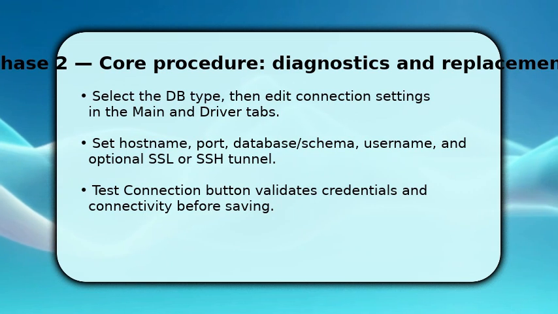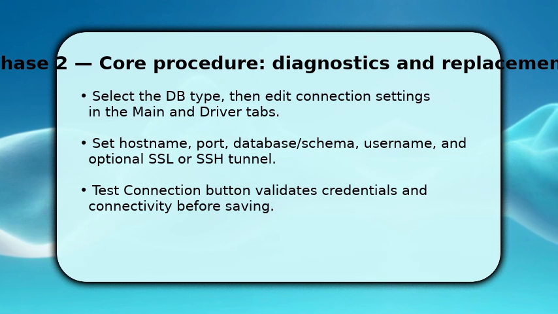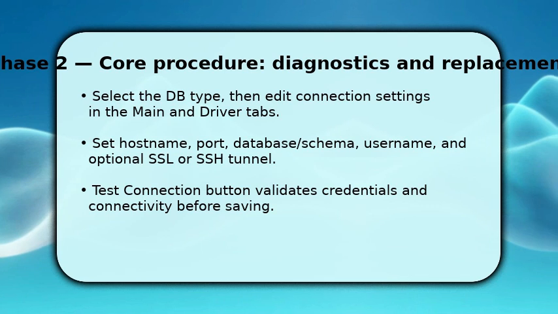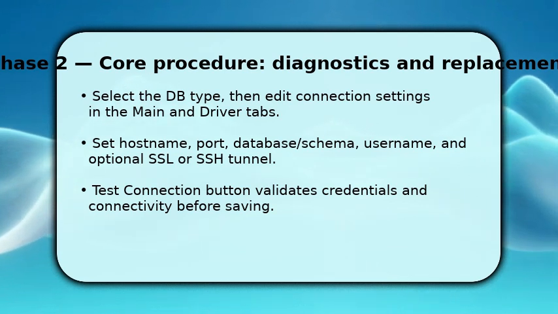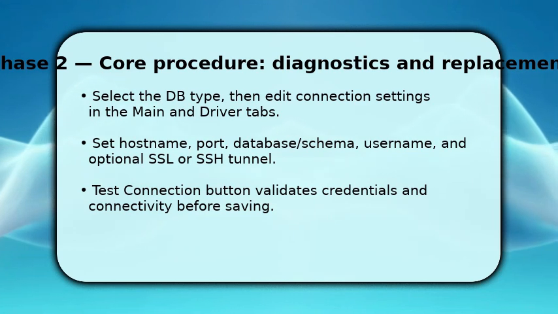If using SSH tunneling, enable SSH and supply the jump host, login, and key or password. SSL requires key store paths. Once configured, click Test Connection, and note the success or the specific error. That directs whether to tweak credentials, network, or driver settings.